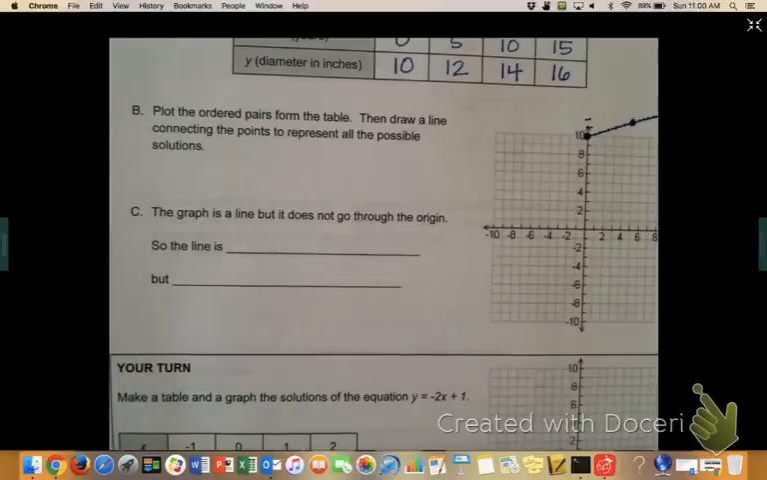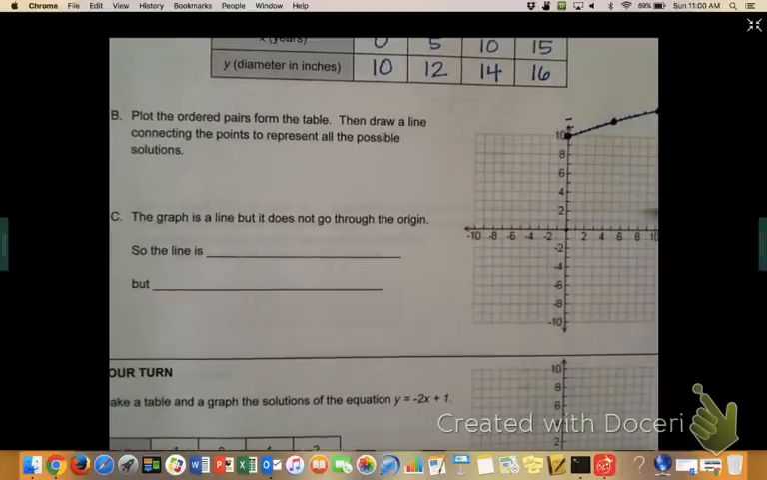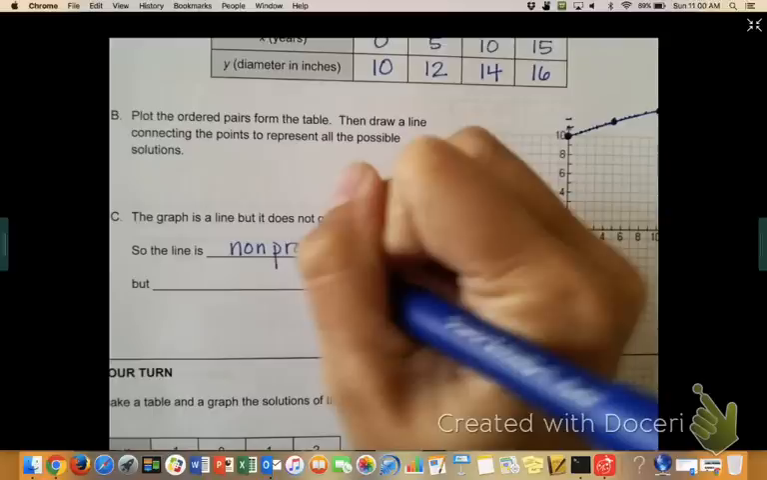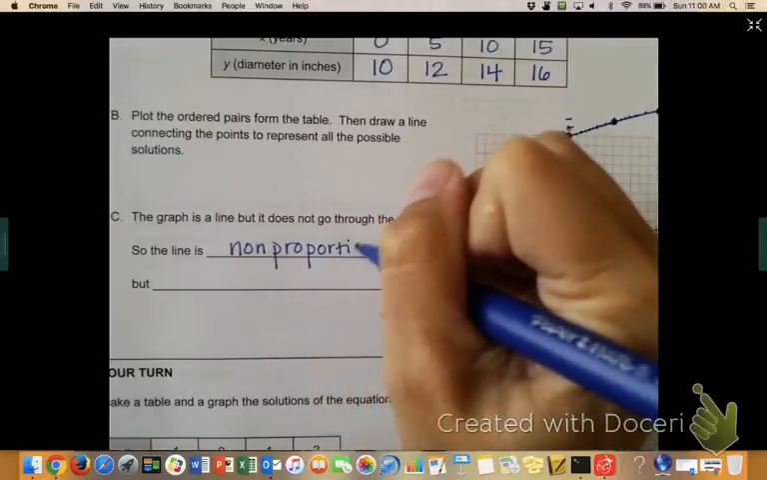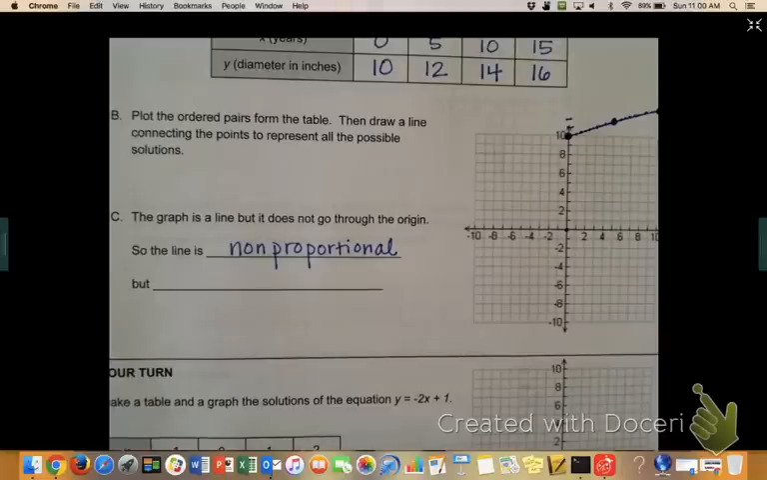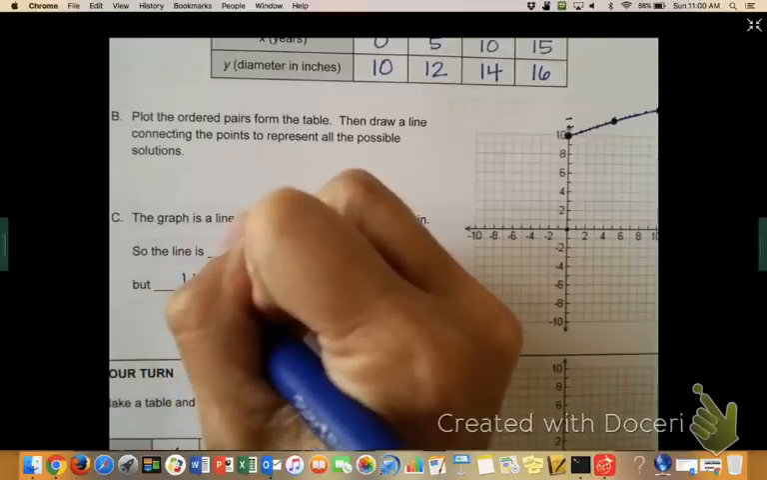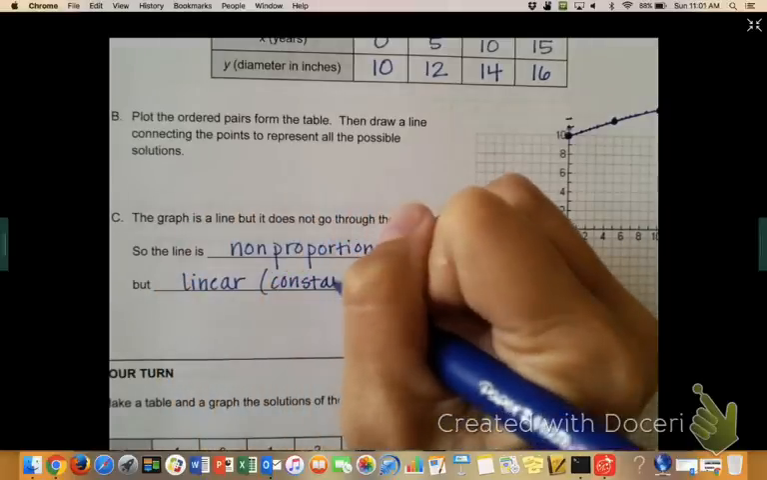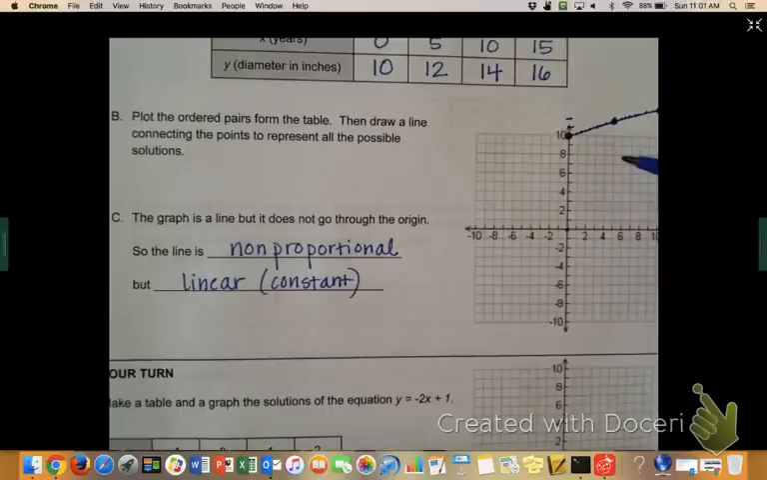All right, letter C. The graph is a line, but it does not go through the origin. Notice this is the origin, the 0, 0 coordinate. It does not go through the origin. So the line is non-proportional, which means it does not go through the origin, but it is actually linear, which means it is a straight line. It is constant. So it can still be constant even though it's non-proportional, meaning it doesn't go through the origin. It's still a straight line.